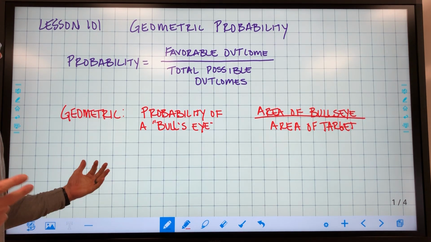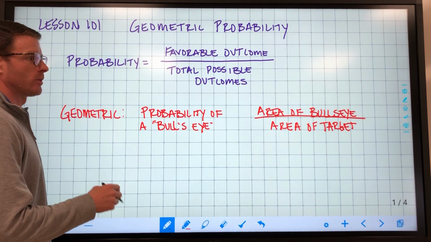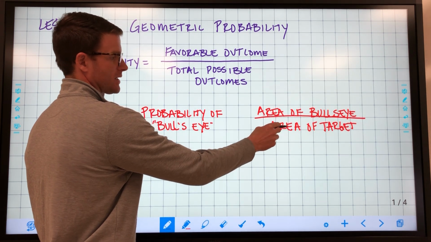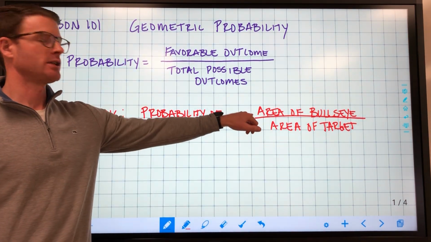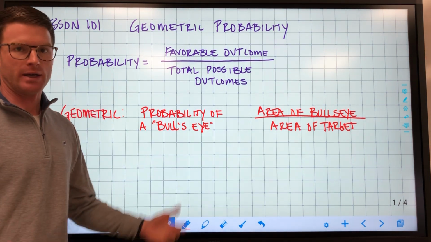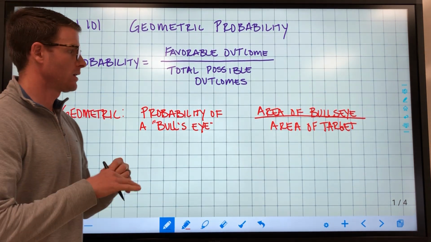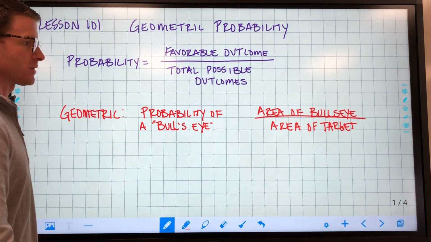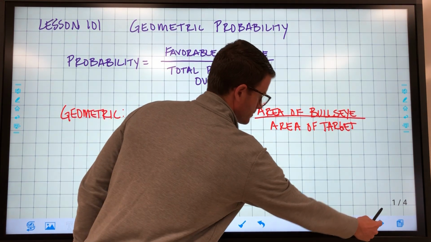And to determine that, all you are going to have to do is find out what's the area of the bullseye and what's the area of the target. And you're going to put them in a ratio such as this, with the area of the bullseye over the area of the target, and simplify. All right, so pretty straightforward, pretty easy. Let's do a couple of examples.